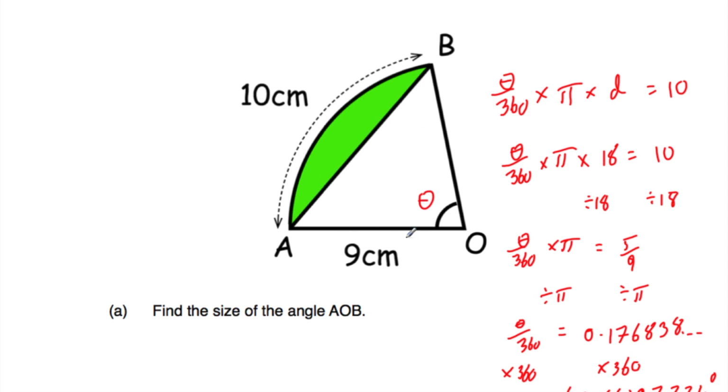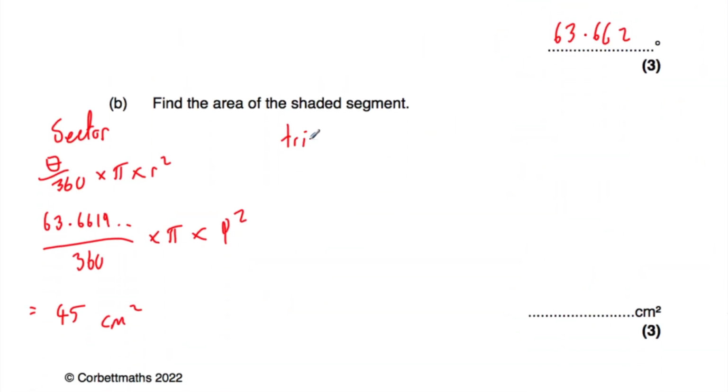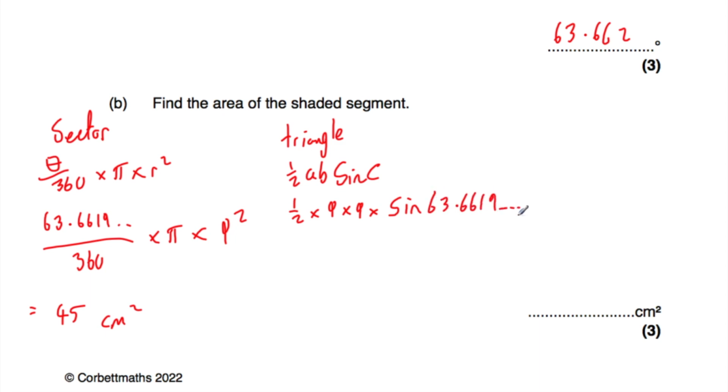Now we need to find the area of the triangle. So we've got 9 centimeters and 9 centimeters, and we've got the angle between them, so we can do a half AB sine C. So for the triangle, that's going to be a half multiplied by A, which is 9, multiplied by B, which is 9, multiplied by the sine of the angle, which is 63.6619 and so on. On my calculator, I'm going to press 0.5 multiplied by 9, multiplied by 9, multiplied by the sine, and then I'm going to recall A. So I'm using the full calculator display for that.